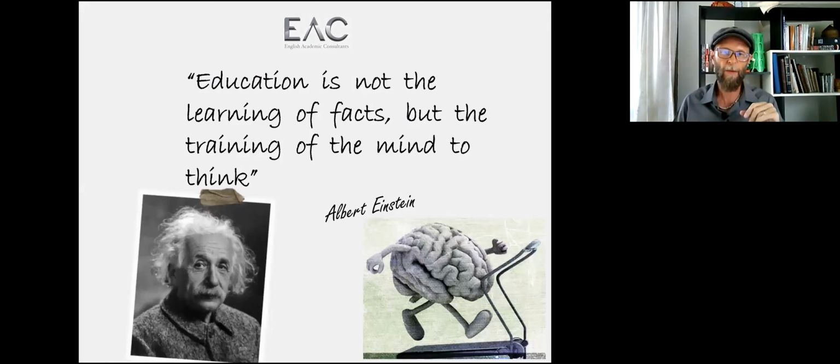So let's begin with this man here, Mr. Albert Einstein, Professor Einstein, one of my heroes. Education is not the learning of facts. It's the training of the mind to think. I'll say it again because it's important. Education is not the learning of facts, but the training of the mind to think. It's about addressing issues that you've never addressed before, solving problems that you don't know the answer to, right? Life skills, logical thinking. Education is not about passing an exam, yeah?